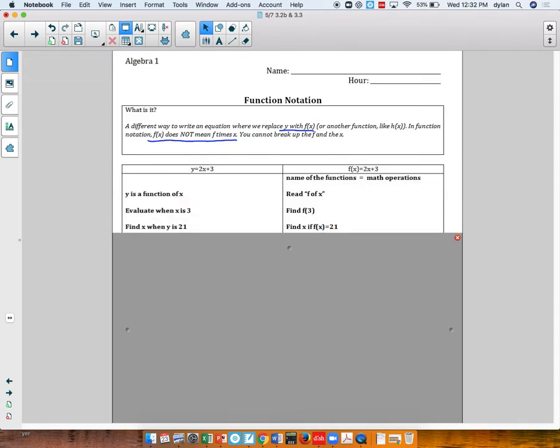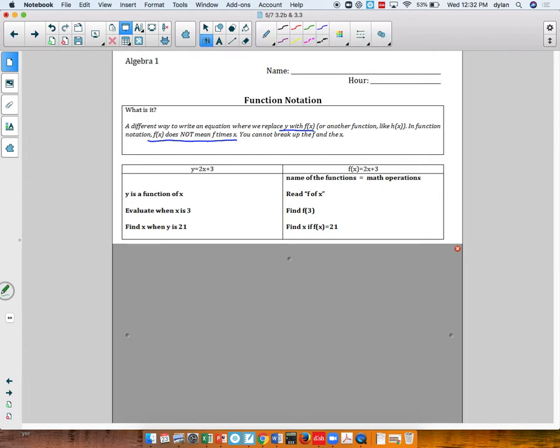So just in terms of some pronunciation, so that you understand how this works, I have two functions here, y equals 2x plus 3, and f of x equals 2x plus 3. And I want you to notice that these two functions are exactly the same thing. But they are looked at slightly differently. On one of them, you would read y is a function of x. Instead, for the one on the right, we're going to read it out loud as f of x equals.